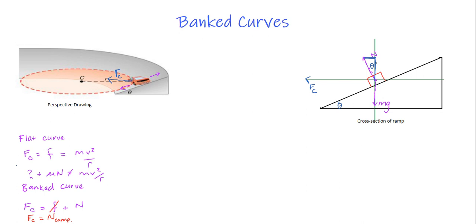Now, what I want you to do is figure out an expression using trigonometry to relate the components of the normal force to this angle theta. So pause the video and try to come up with an expression for the normal force along the centripetal force line and the normal force along this vertical line.